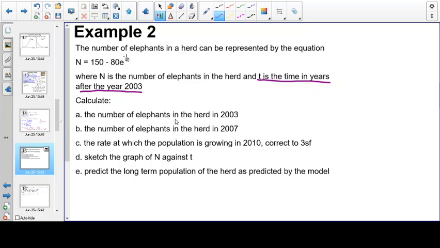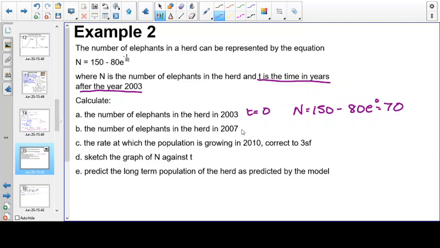Okay, calculate the number of elephants in the herd in 2003. So if t is the time in years after 2003, then the number of elephants in the herd in 2003 will be where t equals 0. So if I put t equals 0 in, 150 minus 80 e to the 0, so that's 1, so it's 150 minus 80, which is 70. So in 2003, there were 70 elephants.